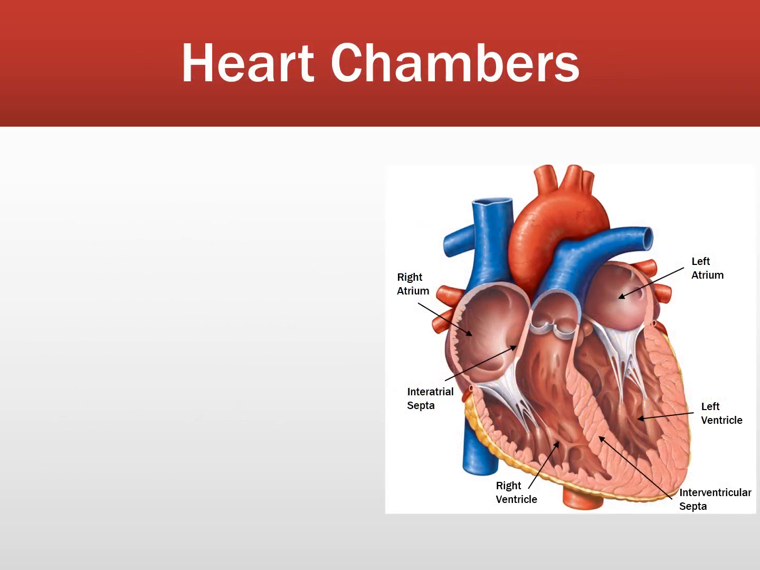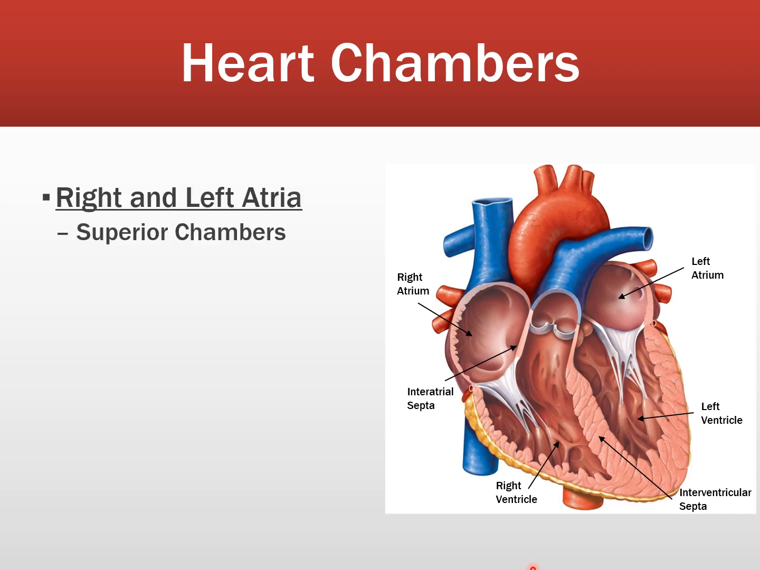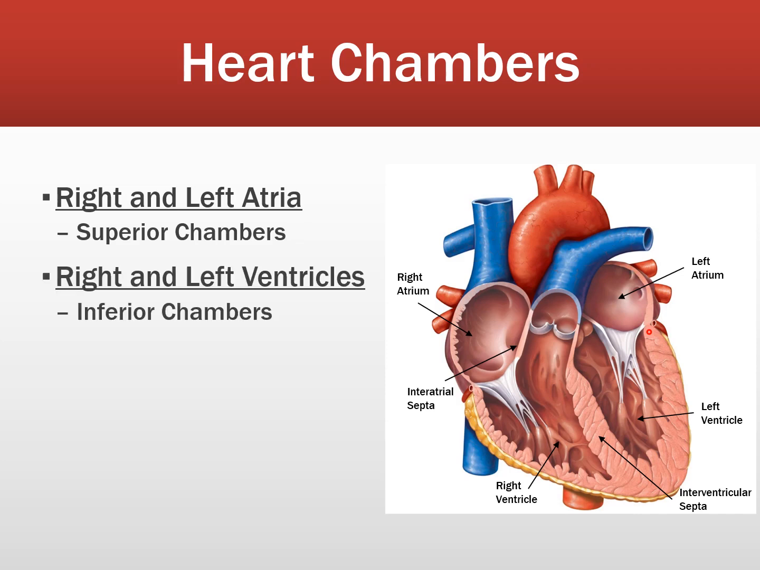So if we open up the heart, we can actually see these chambers. This is a sagittal view of the heart, and we can see the different chambers. We said the top is going to be our atria. So we have our right atrium and our left atrium, and they're going to be the ones receiving blood. Then we have our lower or inferior chambers, the right ventricle and the left ventricle.